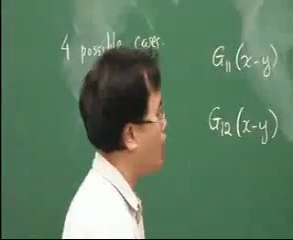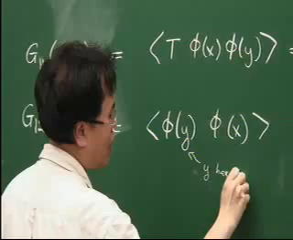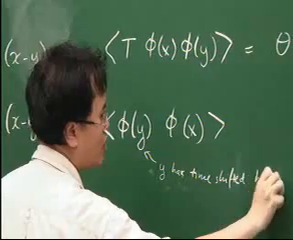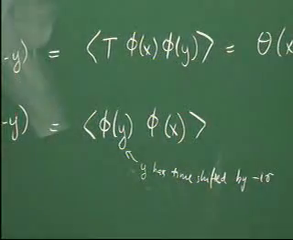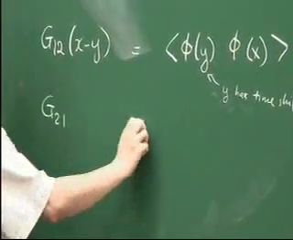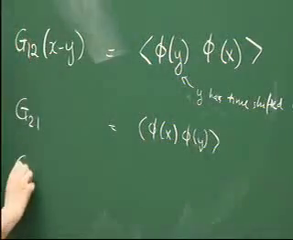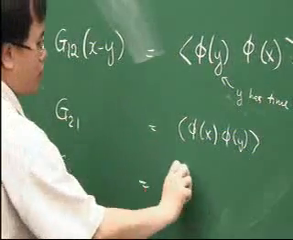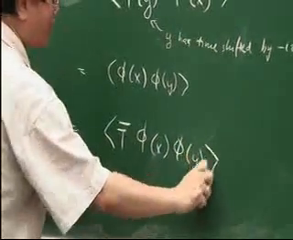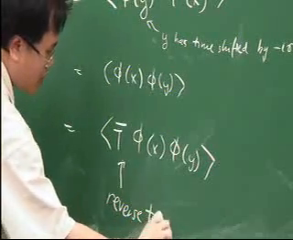Let's recall here that this y has been time shifted by minus i sigma. Let's not forget this fact for a moment. And you can easily find that g12 is the average value of phi x, phi y, and g22 is T bar of phi x, phi y, where this is the reverse time ordering.